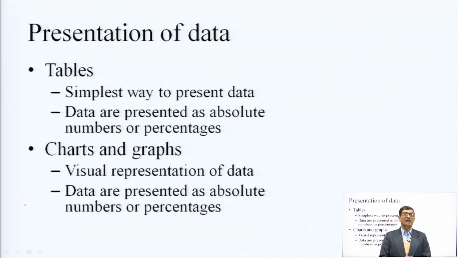The presentation of data, as I told you, is through tables and graphs. The tables are of different types. Why do we prepare a table? A table is the simplest way to present data, and the data are presented as absolute numbers or percentages. The second type of presentation is charts and graphs. Charts and graphs are a visual representation of the data, and the data are presented as absolute numbers or percentages, the same.